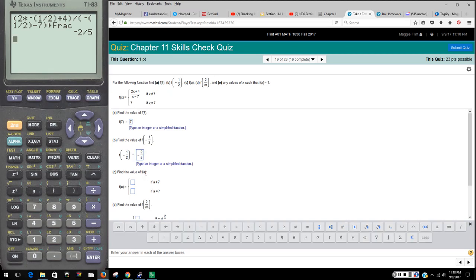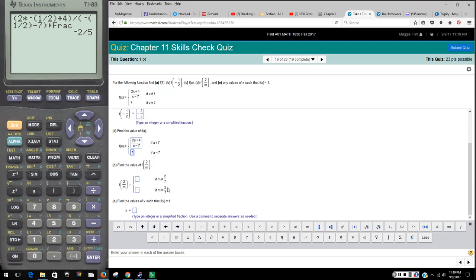Now, find the value of f of a. a is simply taking the place of x. So, if a is not equal to 7, then it's going to be (2a + 4) over a minus 7. And if a is 7, then it's going to be equal to 7. All you're doing is substituting a in place of x.